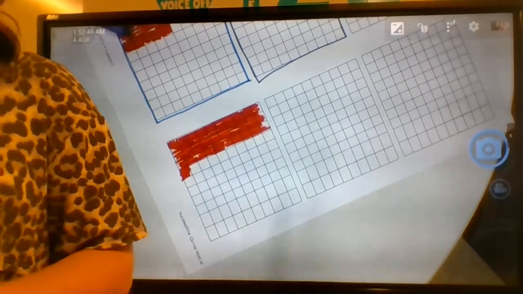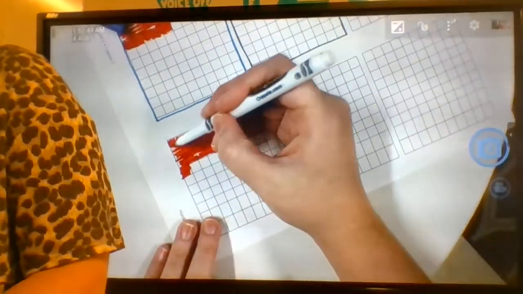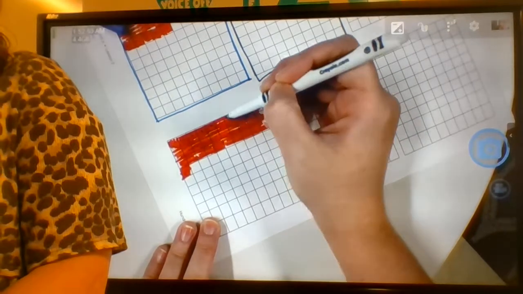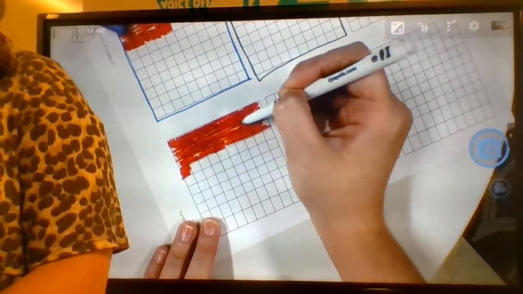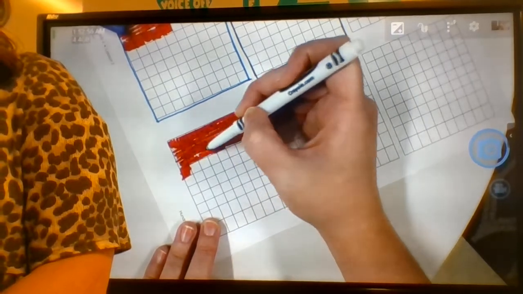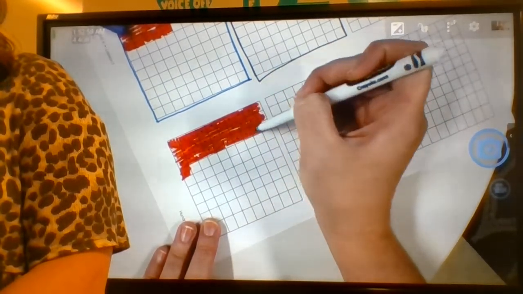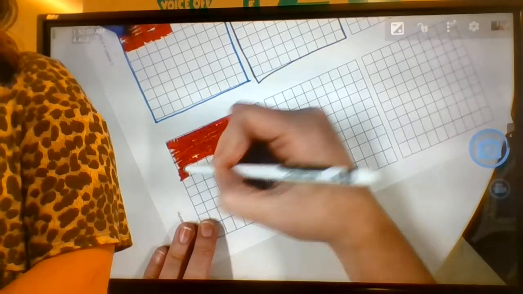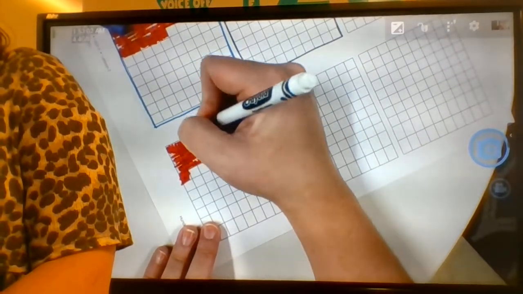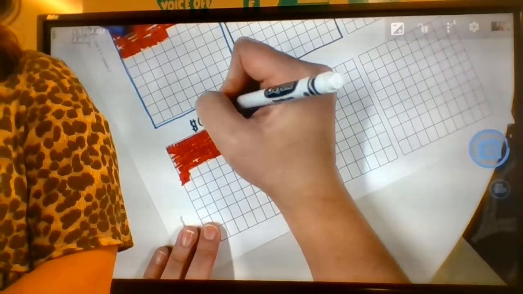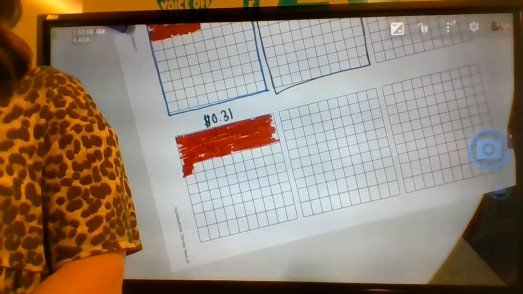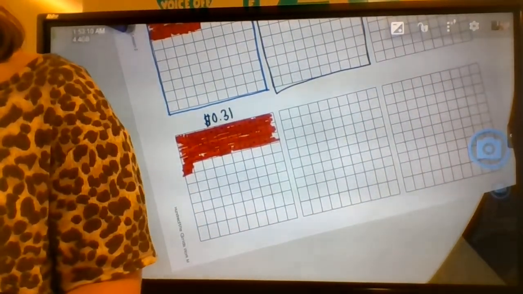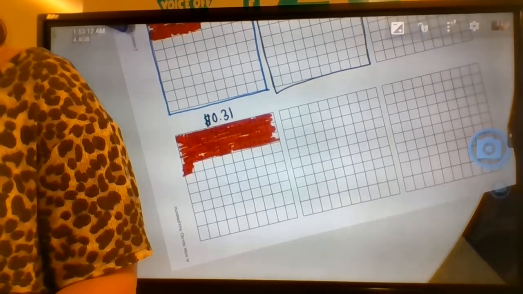Okay, so let's count these up. 1, 2, 3, 4, 5, 6, 7, 8, 9, 10, 11, 12, 13, 14, 15, 16, 17, 18, 19, 20, 21, 22, 23, 24, 25, 26, 27, 28, 29, 30, 31. So I have got 31 cents.